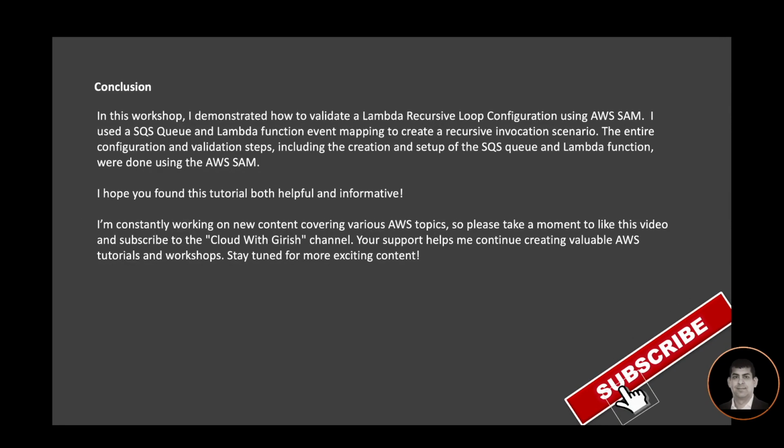In this workshop, I demonstrated how to validate a Lambda recursive loop configuration using AWS SAM. I used an SQS queue and Lambda function event mapping to create a recursive invocation scenario. The entire configuration and validation steps, including the creation and setup of the SQS queue and Lambda function, were done using AWS SAM. I hope you found this tutorial both helpful and informative.